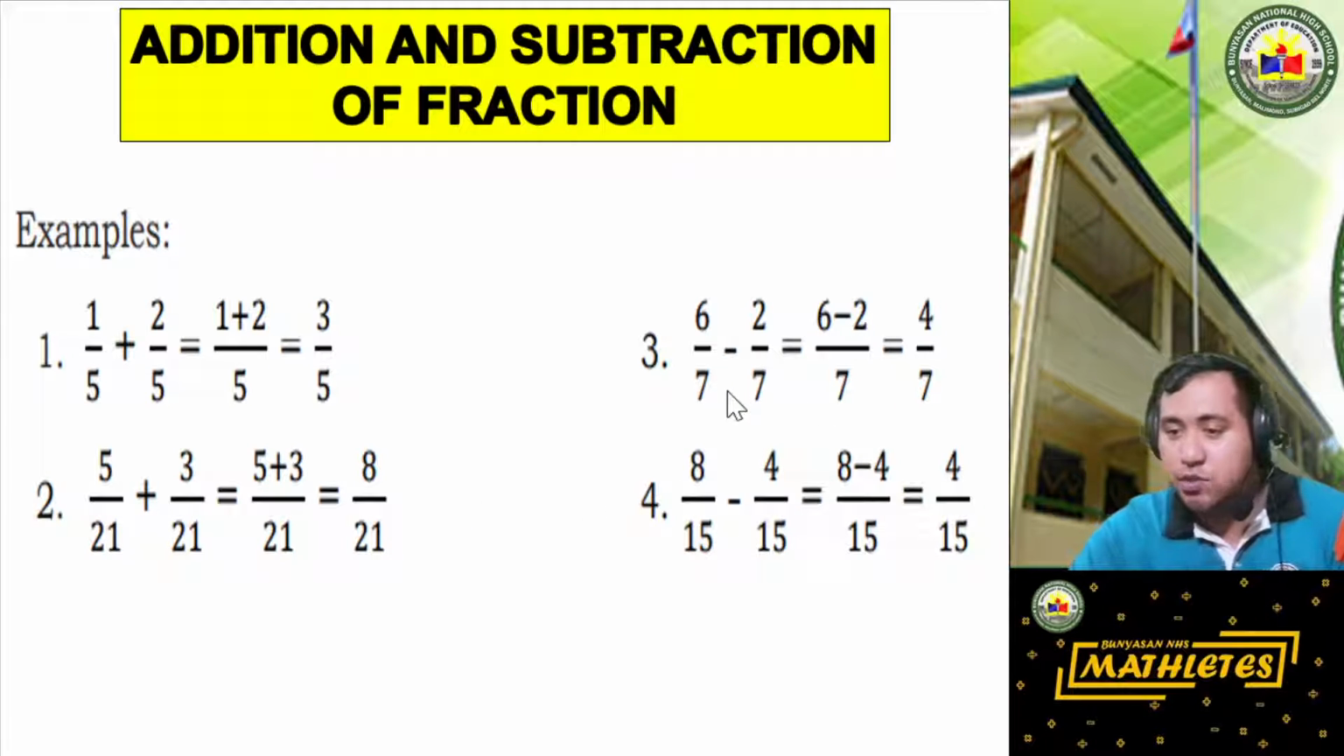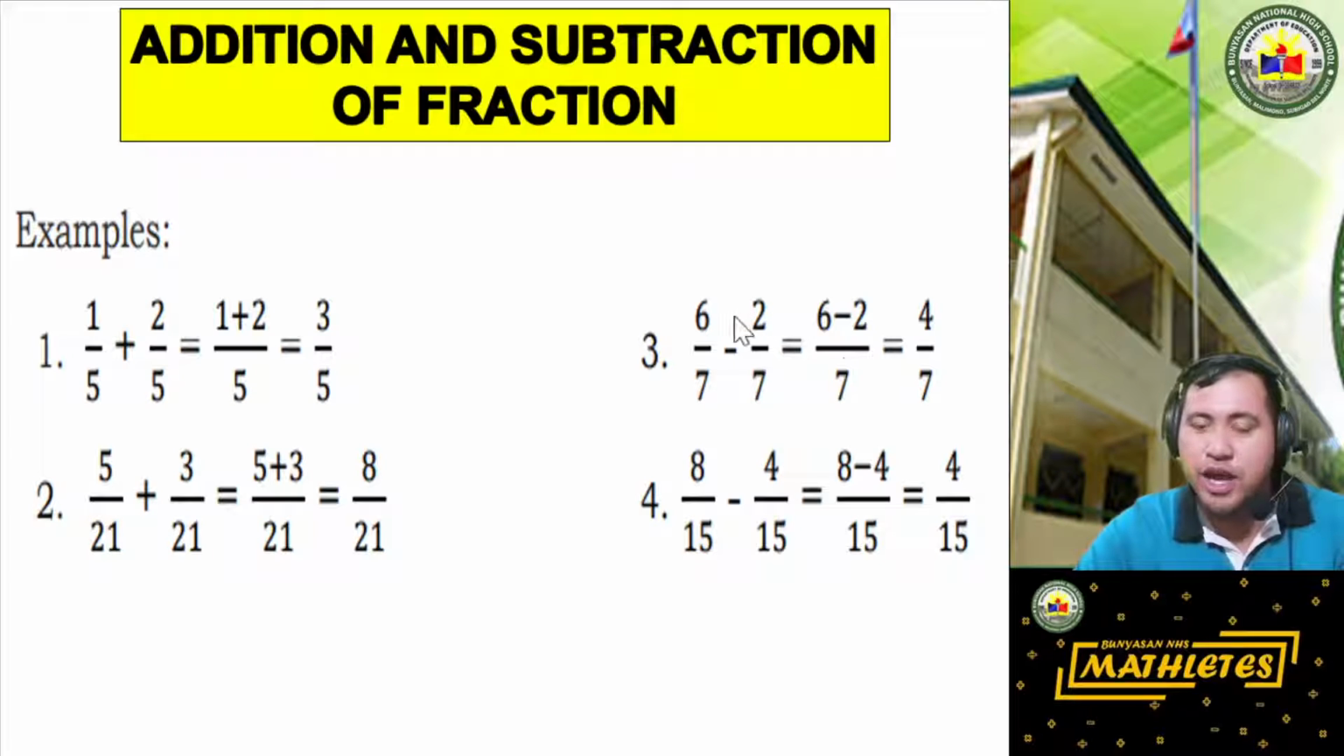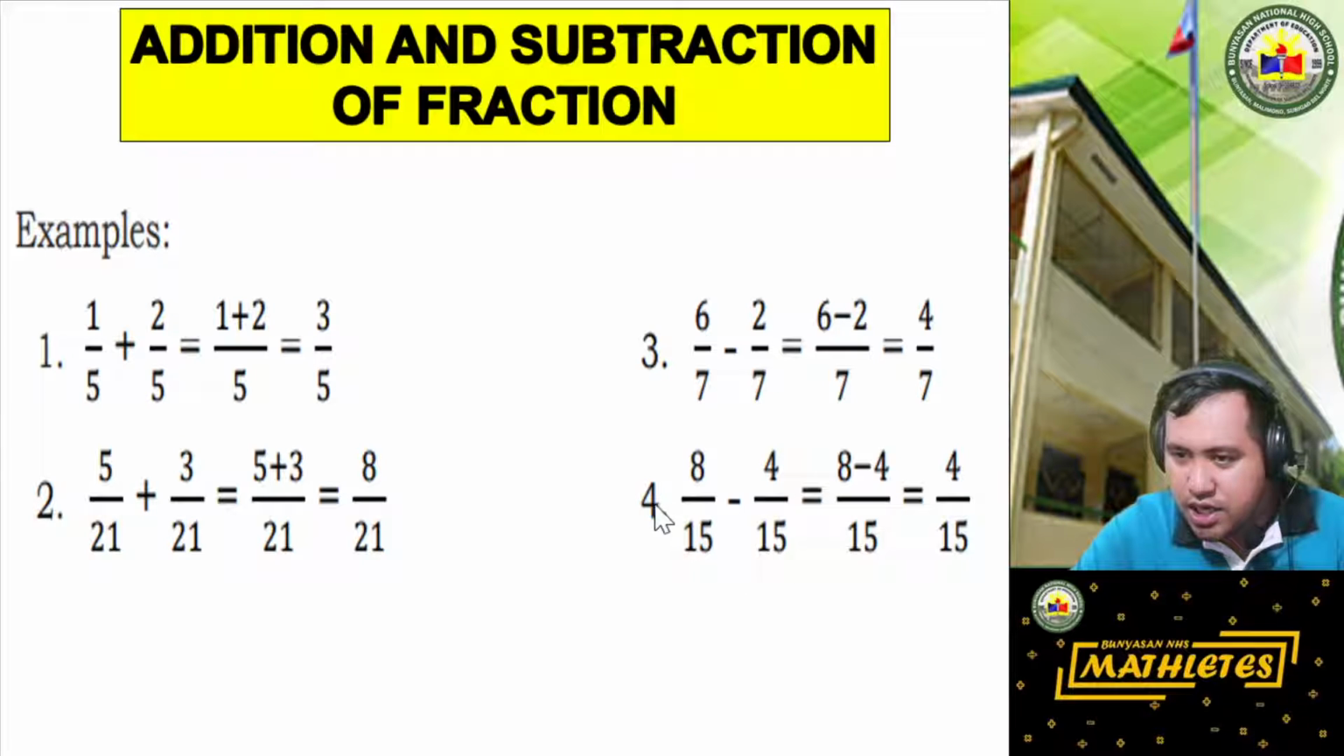Same as in subtraction of fractions. We have 6 over 7 minus 2 over 7, which is equal to 6 minus 2 over 7. Just copy the denominator, then subtract the numerators. 6 minus 2 is 4, so 4 over 7. Okay, another example is 8 over 15 minus 4 over 15. They have the same denominator.